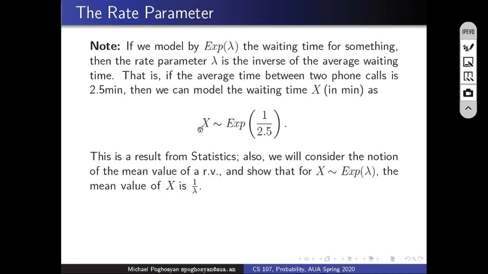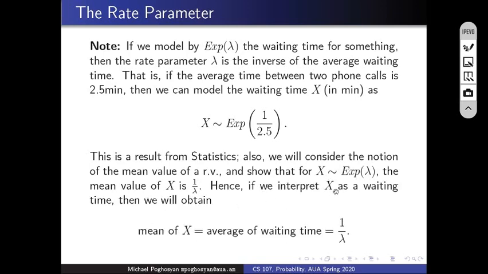So this is a random variable. We will calculate the mean value or expected value of x. And we will show that if x is an exponential lambda random variable, then the mean value is 1 over lambda. So if x is our waiting time for something, then the mean of x, or average waiting time, will be 1 over lambda. So lambda is 1 over the average waiting time. That's why we are taking 1 over this average waiting time in the parameter.